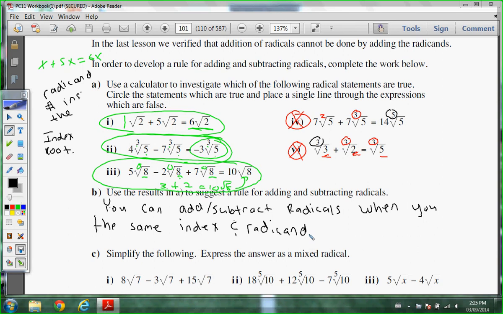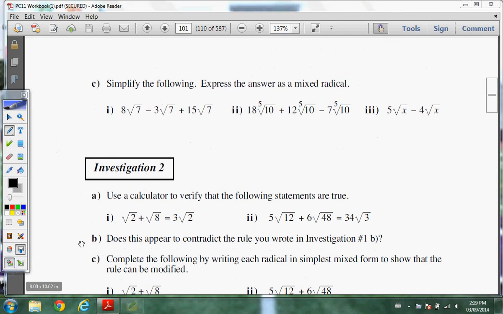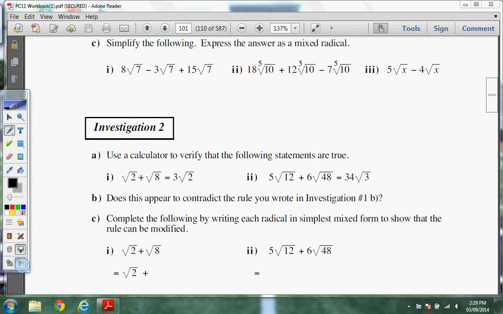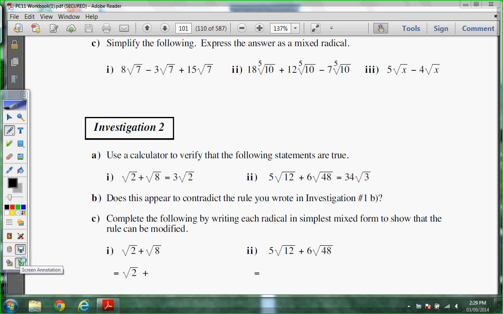All right. So now we're going to simplify the ones here at the bottom for part C. To simplify the following, so we have 8 root 7 minus 3 root 7, so that is going to be 5 root 7, and we're going to add 15 root 7. All same radicands, all same index, 5 plus 15, 20 root 7 is that one's simplified answer.